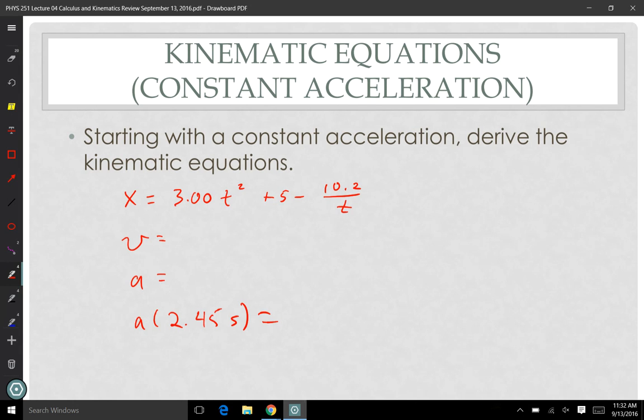It gave this equation, x is equal to 3.00 t squared plus 5 minus 10.2 over t. And it says to find the acceleration at 2.45 seconds. But in order to find the acceleration, I need to first find the speed. So my process is going to be first to take the first derivative. Now, we've all taken derivatives for some time. We had the practice, so I'm trusting everyone can find these derivatives.